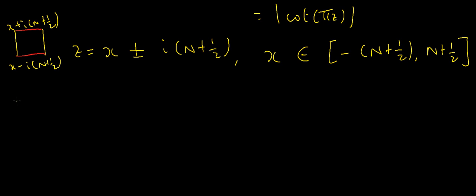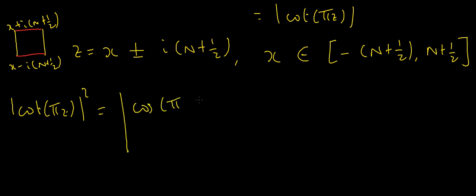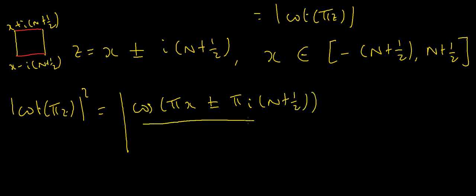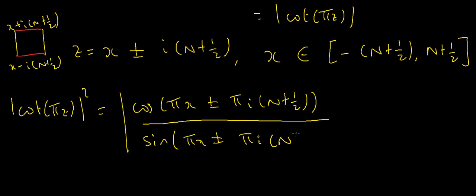So let's look at cotangent pi z in modulus. This time I'm going to consider the modulus squared, and it will become obvious why later. So that all squared is the modulus of cosine of pi z, which is pi x plus or minus pi i times (n plus a half), all divided by the sine of the same thing: sine of pi z, which is pi x plus or minus pi i times (n plus a half).